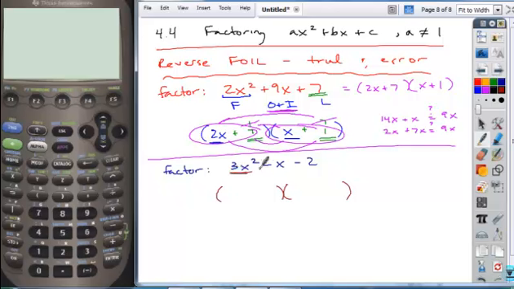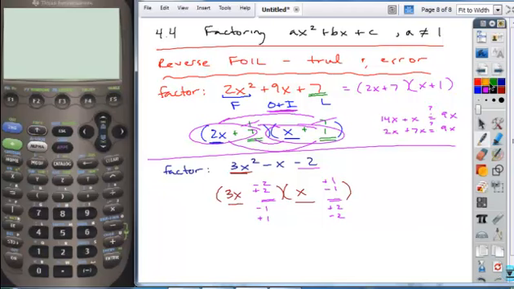And you know the product of the first terms has to be 3x squared, so what's the only possibilities for that? 3x and x. The product of your last terms has to be a negative 2, so what are your possibilities for that? Negative 2, positive 1, positive 2, negative 1, negative 1, positive 2, positive 1, negative 2. So here you have 4 different combinations that you have to test, right?